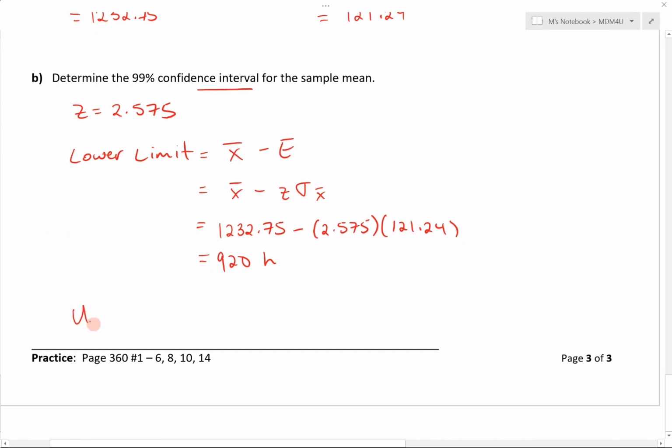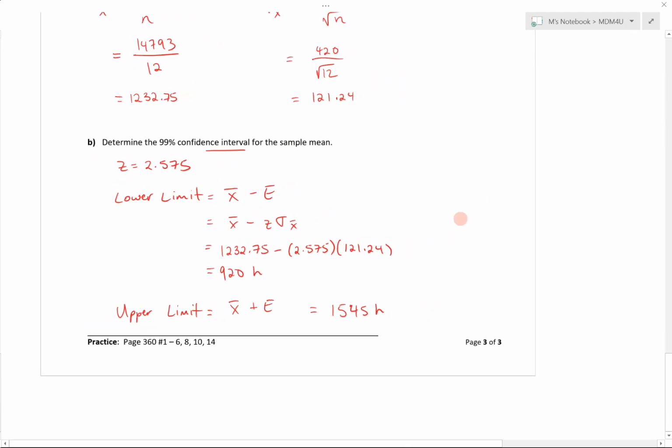Similarly, you can do the same thing for the upper limit. X bar plus E, and that would give you a result of 1545 hours. So this sample itself will have a confidence interval between 920 hours and 1,545 hours. And that ends this lesson.